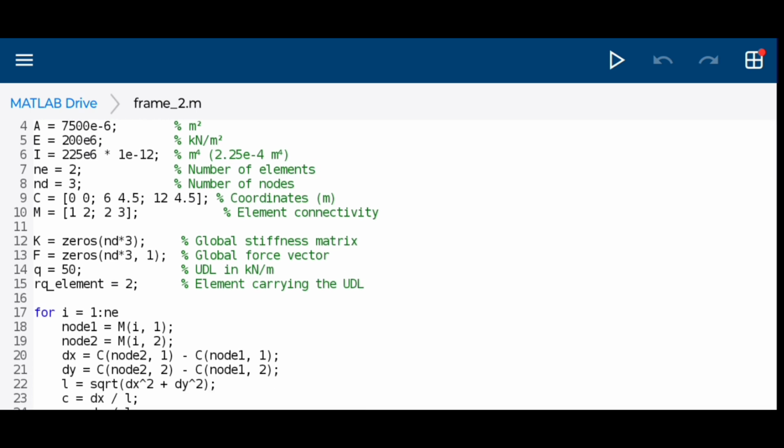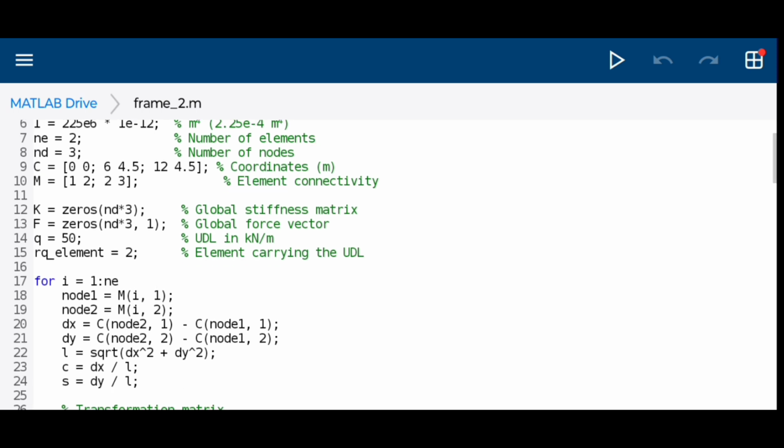Now we will get the coordinates of the members, like these nodes. For the first node it will be 0, 0. The second node, as I have already shown, is 6 meters in the x direction and 4.5 meters in the y direction, and the third node is 12 meters in the x direction and 4.5 meters in the y direction.